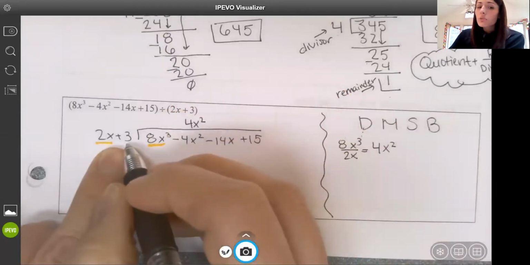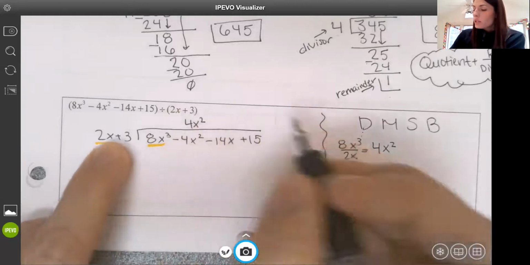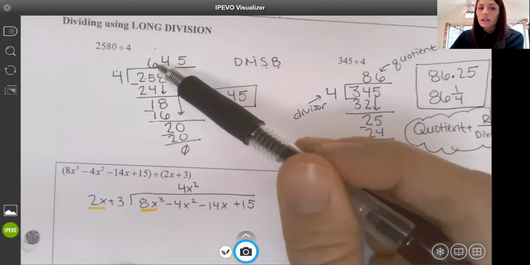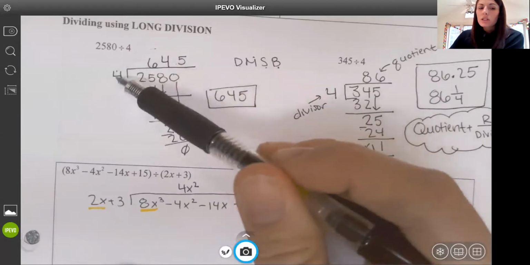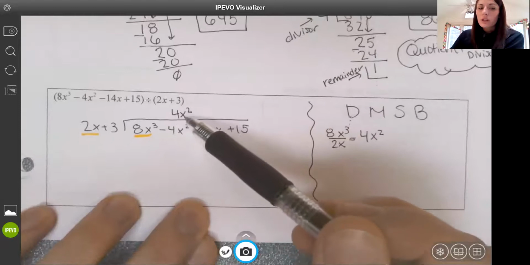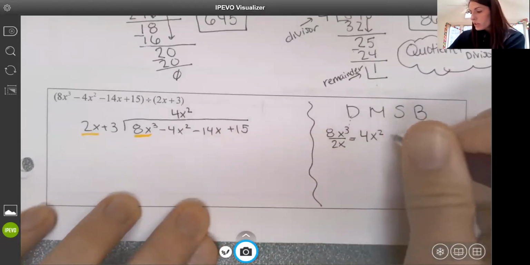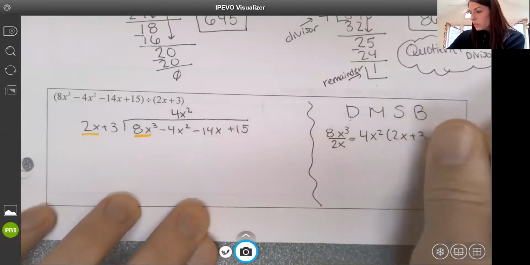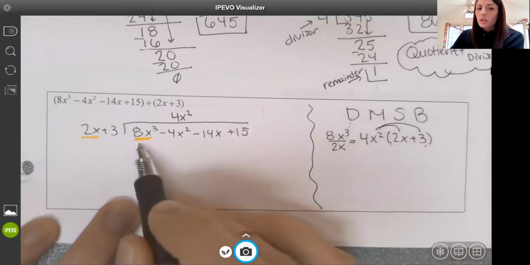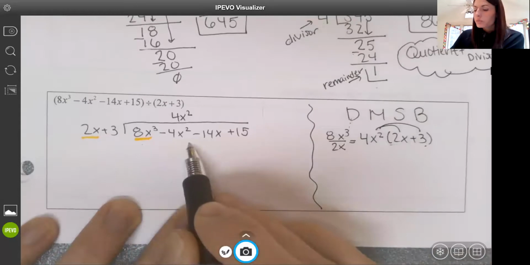Now this other term doesn't get lost because, just like up above, we said 6 times what's out front is 24. We're going to do the same thing. We're going to take 4x squared and multiply it by what's out front. I usually write that out over here. I'm going to multiply that through by the divisor, and that's what I'm going to write here.